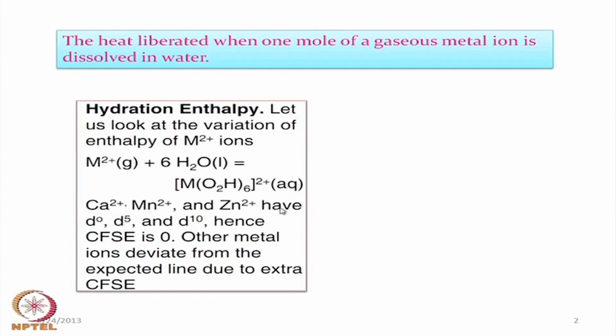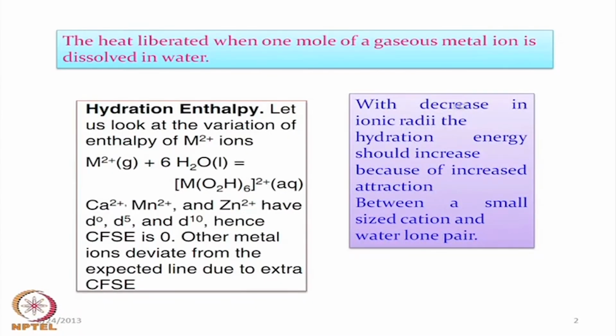And likewise, as we have just seen for the lattice energy, calcium, manganese and zinc in bivalent states have no electron, half-filled and fully filled d electron configurations, having no contribution in terms of the CFSE, but the other metal ions do deviate from this extra CFSE gain due to the presence of some odd or even number of d electrons in their orbitals. So, apart from these metal ions, other metal ions will contribute towards the hydration energy in terms of their CFSE contribution.